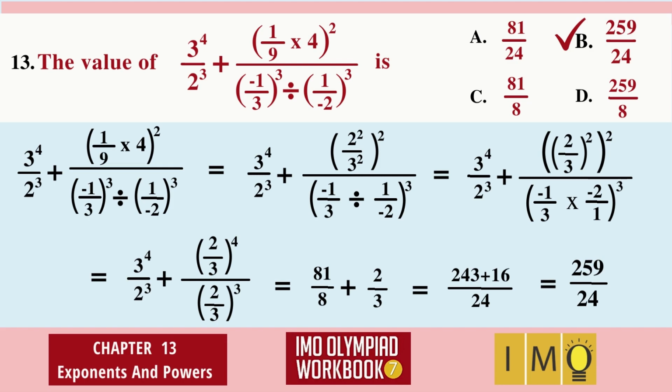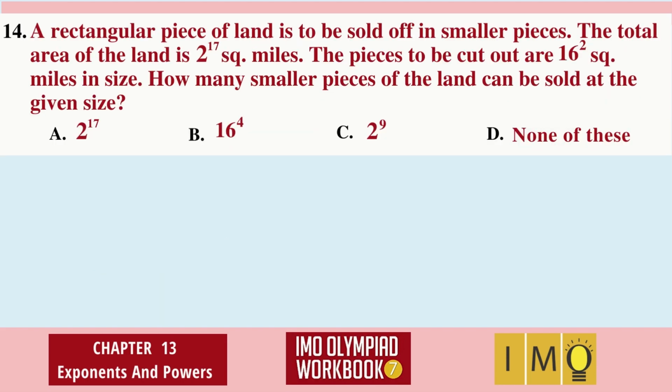Next, question number 14. A rectangular piece of land is to be sold off in smaller pieces. The total area of the land is 2 to the power of 17 square miles. The pieces to be cut out are 16 square miles in size. How many smaller pieces of the land can be sold at the given size?